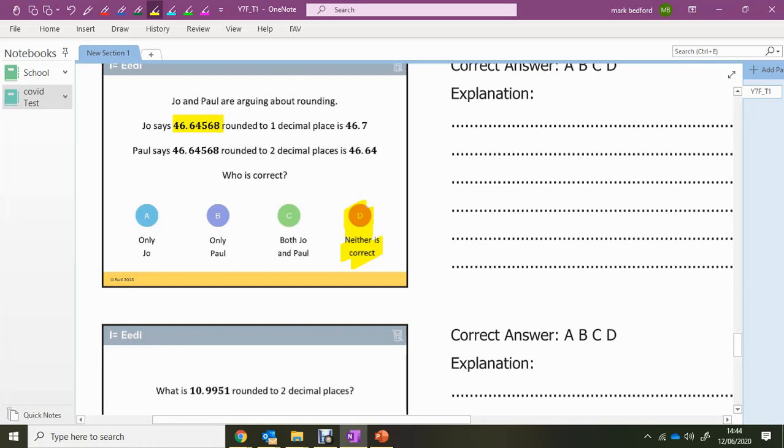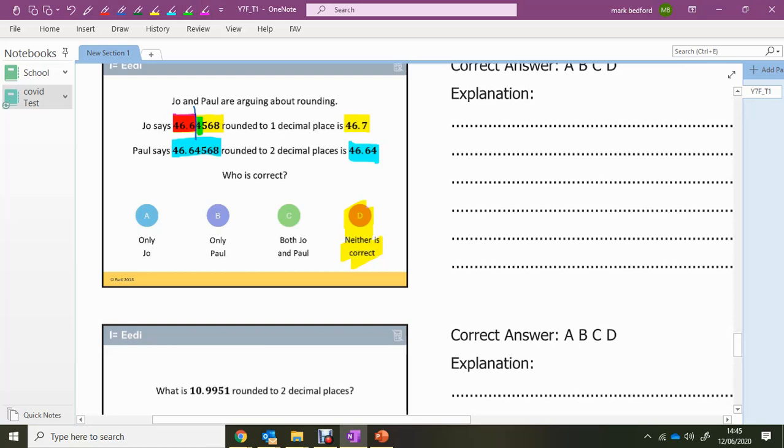Joe says 46.64568 rounded to 1 decimal place is 46.7. Paul says 46.64568 rounded to 2 decimal places is 46.64. Who is correct? Taking my first number, if I round that to 1 decimal place, I can imagine my line being drawn down here. The digit after the line is not 5 or bigger, so we don't round up. So my answer is just 46.6.